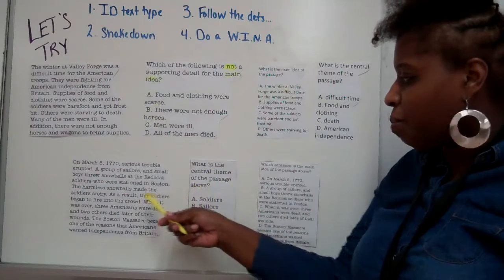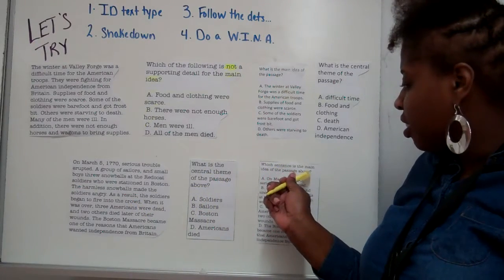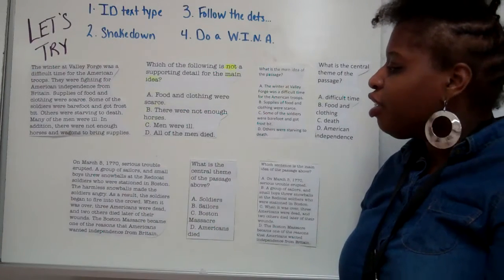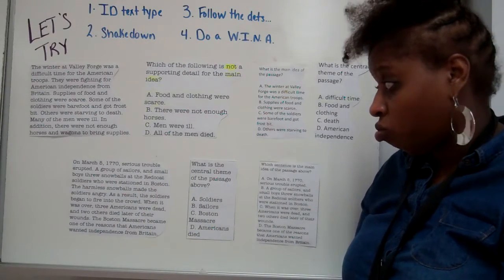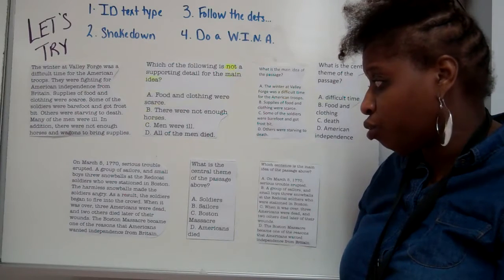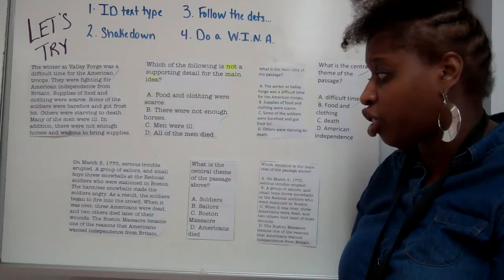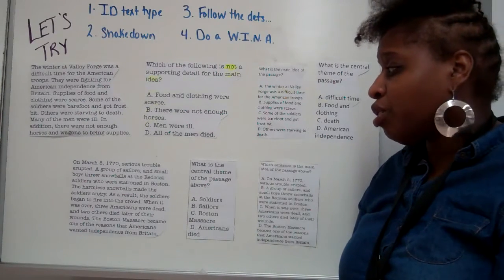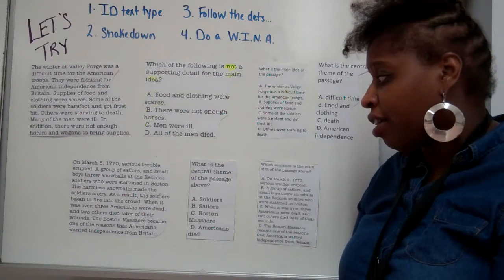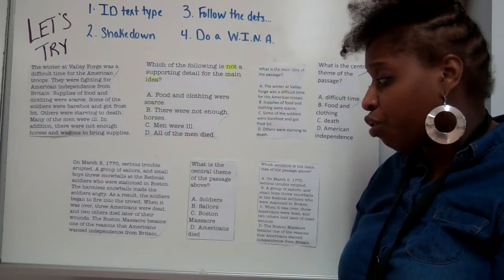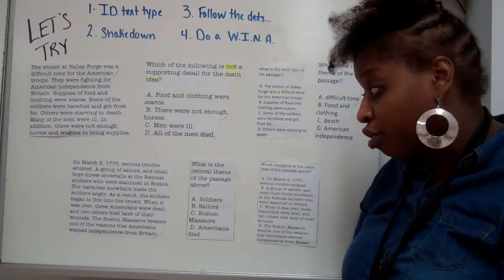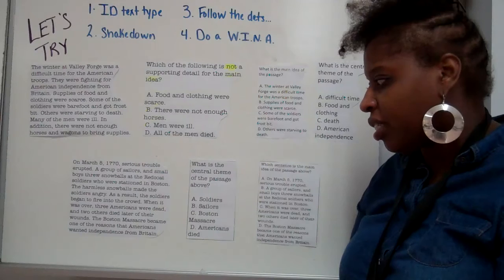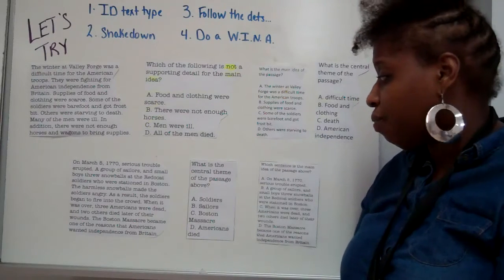What is the central theme of the passage? What sentence is the main idea of the passage? Here we go. On March 5th, serious trouble erupted. A group of sailors and small boys threw snowballs at the redcoat soldiers who were stationed in Boston. The harmless snowballs made the soldiers angry. As a result, the soldiers began to fire into the crowd. When it was over, 3 Americans were dead and 2 others died later of their wounds. The Boston Massacre became one of the reasons the Americans wanted independence from Britain.